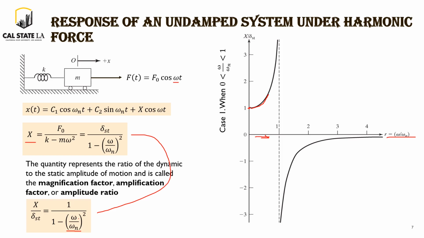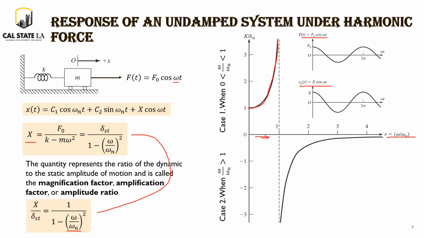We also know that it's a positive number as long as omega over omega n is less than 1. And when omega gets very close to omega n, the ratio of them becomes almost 1, and 1 minus that becomes almost 0. So this is why x over delta st will approach infinity. We can also represent this by looking at the time response. So if we have the force giving this curve, then this will be the final response.